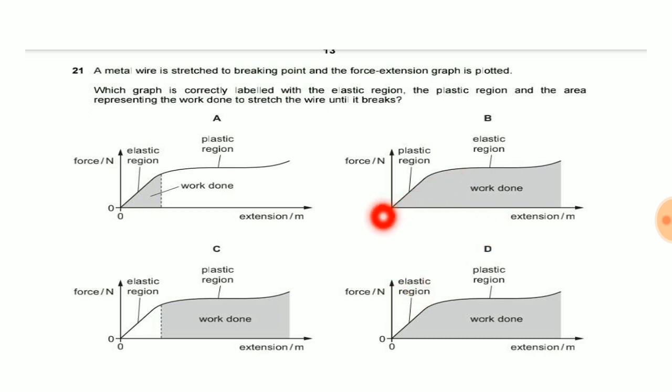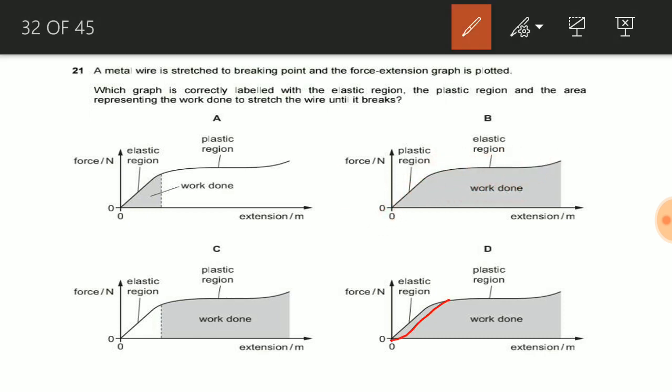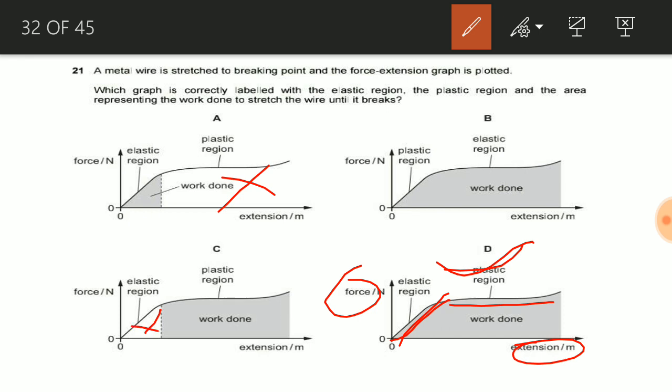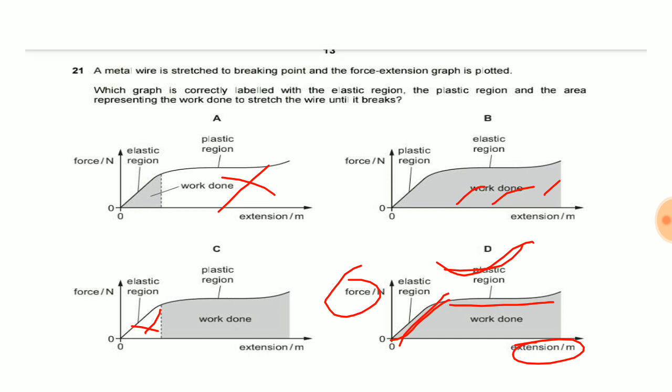carefully, this region is written here as plastic region and this region is written here as elastic region. But in fact, this region is the elastic region and this is the plastic region. Here Hooke's law is holding directly. This is a straight line. Because of that, option choice D is the correct answer here. Option choice A and B are not correct because work done is not clearly stated, and in this one work done is clear, but elastic and plastic regions are interchanged. So option choice D is the correct answer for question number 21.